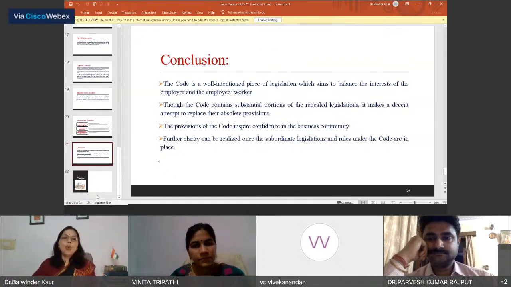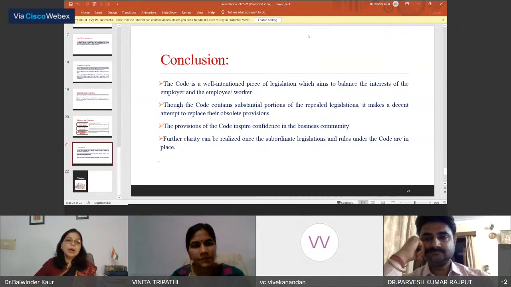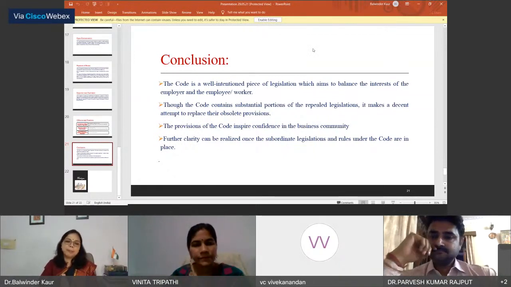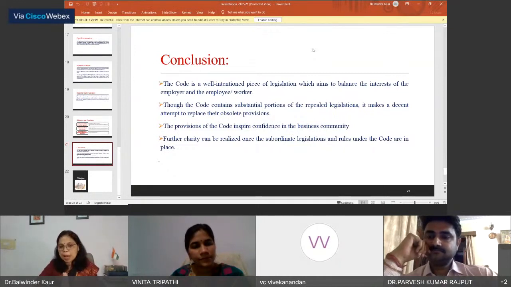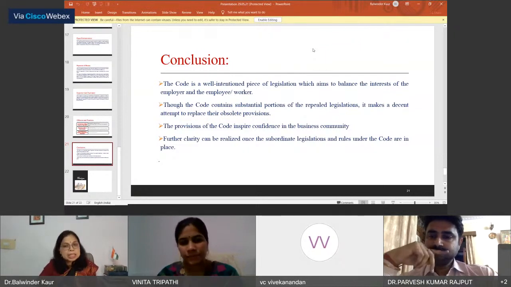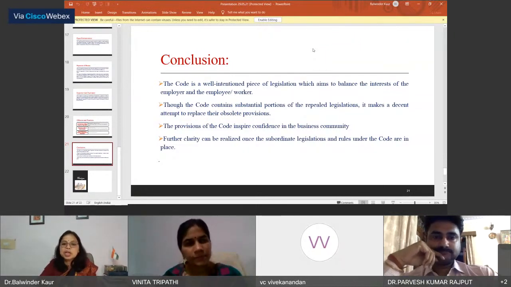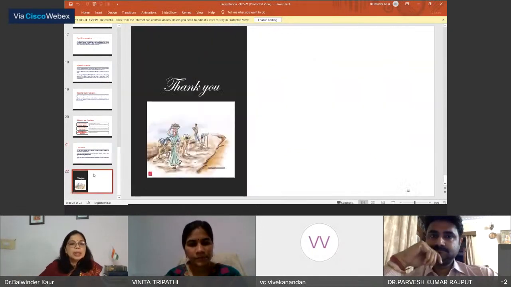Then conclusion. The code is a well intentioned piece of legislation which aims to balance the interest of the employer and the employee worker. Though the code contains substantial portions of the repealed legislation, it makes a decent attempt to replace their absolute provisions. The provisions of the code inspire confidence in the business community, and further clarity can be realized once the subordinate legislation and rules under the code are in place. So thank you.